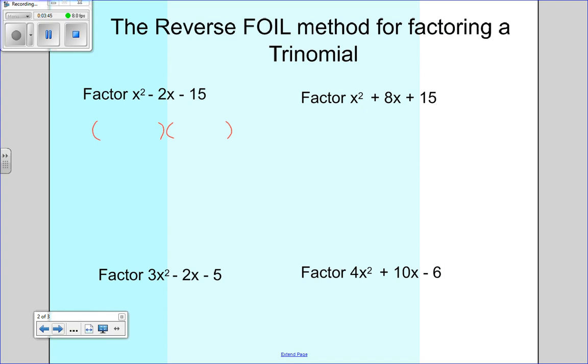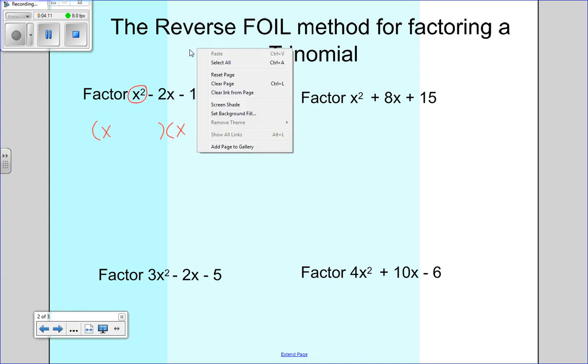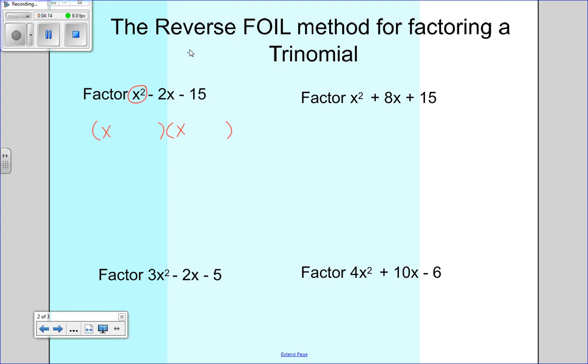this trinomial so that I can figure out what the factorization is for x squared minus 2x minus 15. First of all, I start with the first term, and I make sure that the first term in the first binomial times the first term in the second binomial is going to equal x squared. So x times x is going to equal x squared. Then I write down what numbers multiply to give me 15. Well, there's 1 times 15, and what else? Well, there's 3 times 5.